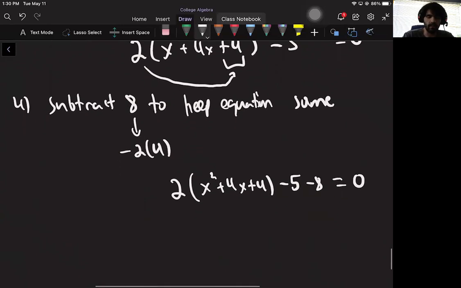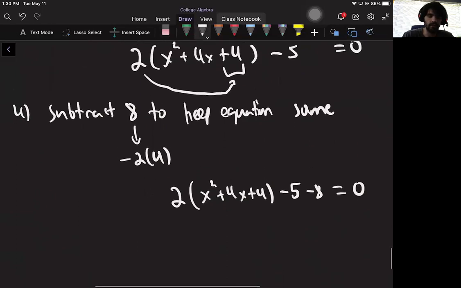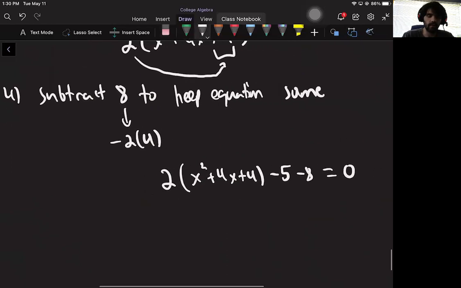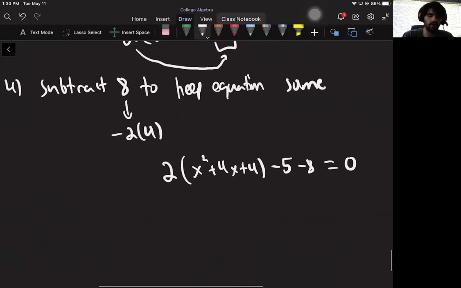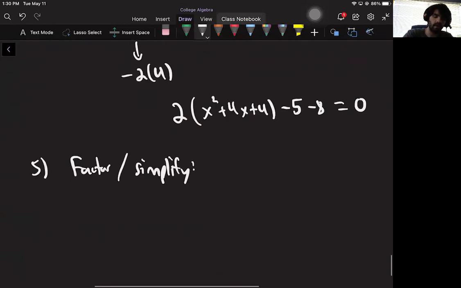And that ensures that I added and subtracted the same amount, which is 8, on the left side of the equation, so that it doesn't change the equation. Okay, so now I can factor and simplify. The whole point of this technique is that it allows you to factor this thing as a square.